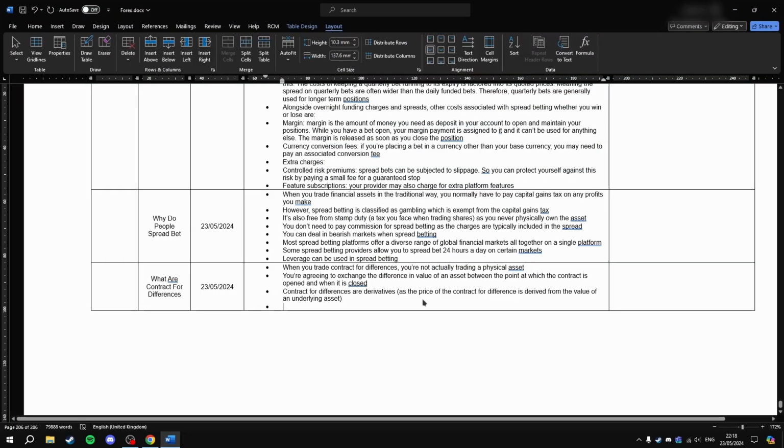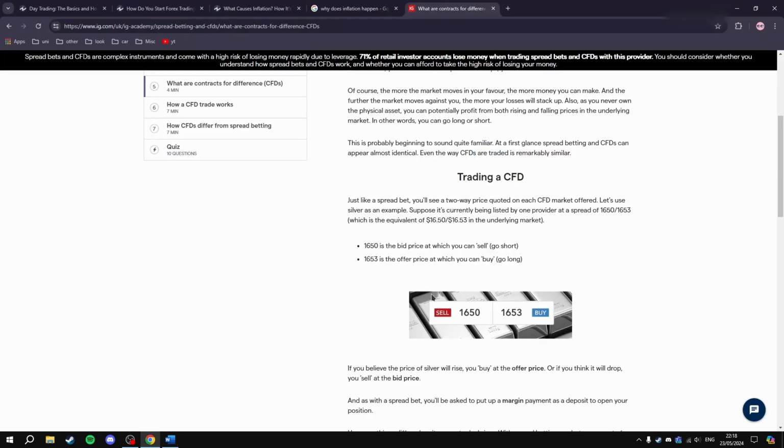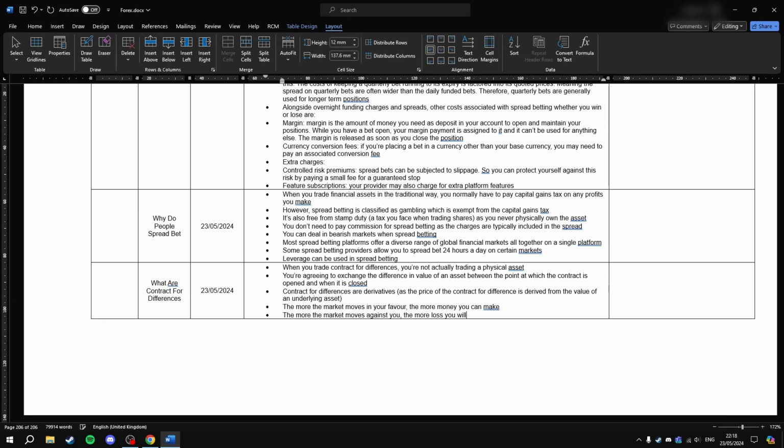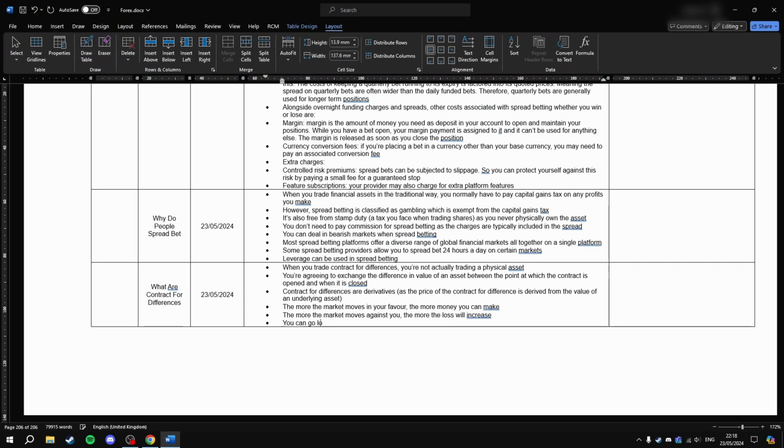So, the more the market moves in your favour, the more money you can make. The more the market moves against you, the more the loss will increase. So you can go long or short for contracts for differences.